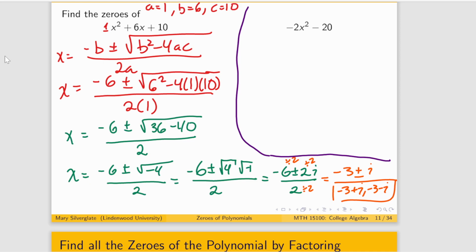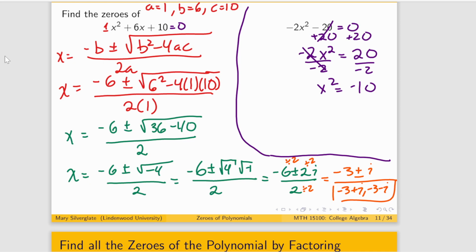For this next problem, since we have no b term, I would say the easiest way to find these zeros, and really we were saying the other one equal to 0 as well, is just to undo the square with the square root. So in order to get x squared by itself, we would first add 20 to both sides. We're left with -2x squared is equal to +20. Then we would divide by -2. x squared is equal to -10.